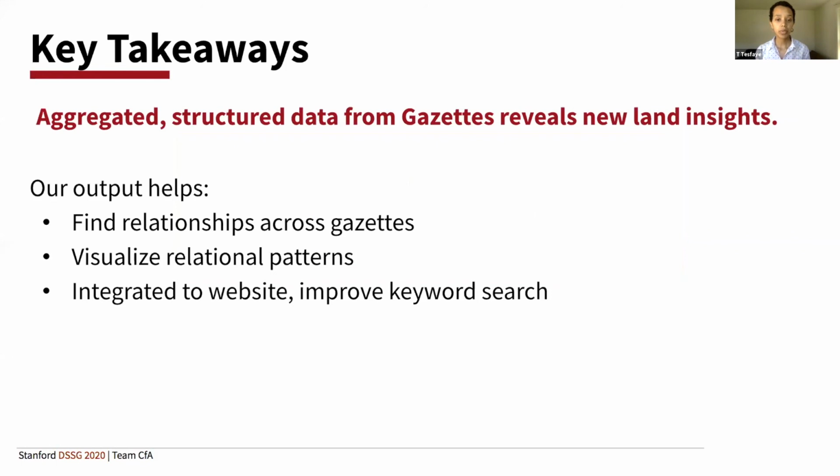We were very impressed by how much insight is actually hidden in these gazettes once we're able to convert that information into aggregated and structured data. So, one, our output helps find relationships across gazettes. For example, if there was one company that purchased land in 2012 and in 2018, in the current system, that information exists in two different places. But in our case, you can actually find that in one place. So one can find those types of relationships easily.